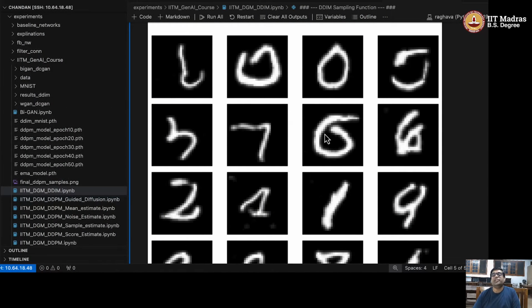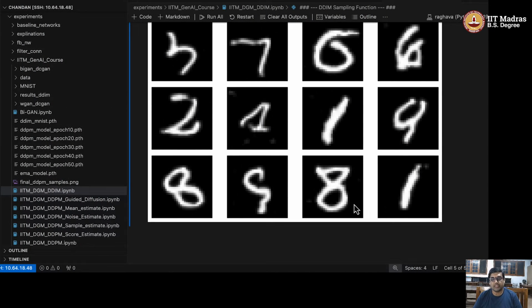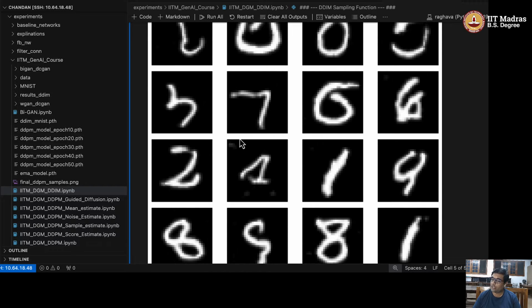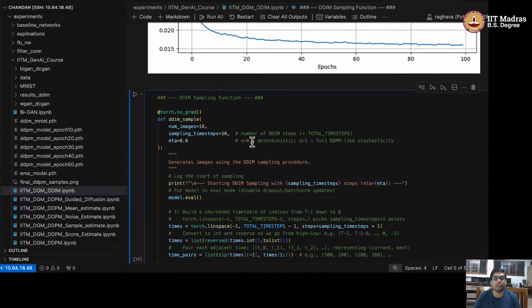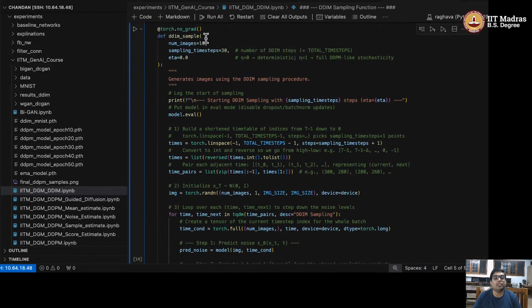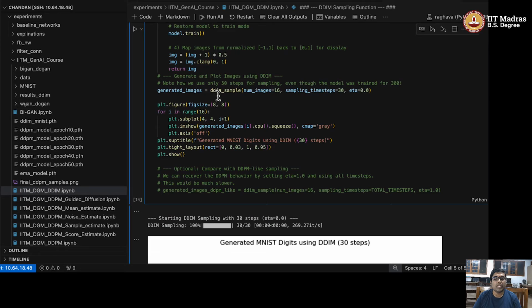Okay, now these are the generated images for DDIMs. They're good. I don't say they are the best, they're good. Okay, so now let's go ahead with the DDIM implementation. Now I'm calling the DDIM sampling. I'll be giving the number of samples as 16. I need 16 samples, and I'll be sampling for 30 time steps.